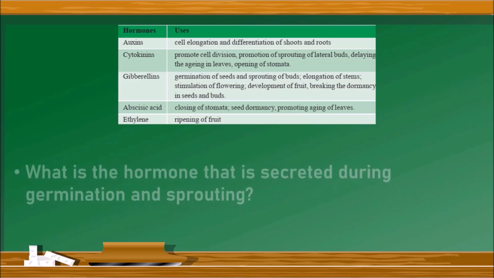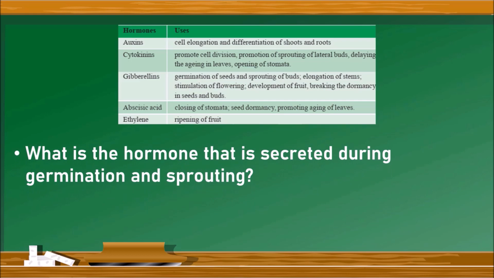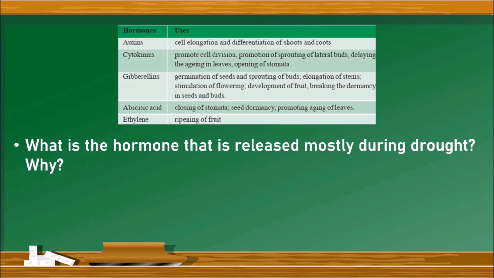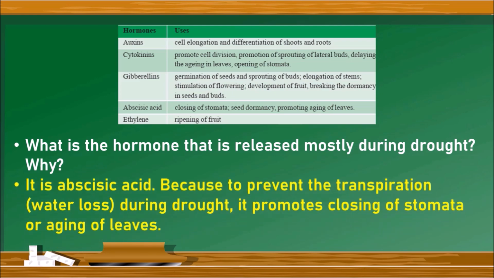The next one, what is a hormone that is secreted during germination and sprouting? It is the gibberellin hormone. Next one, what is a hormone that is released mostly during drought and why? Drought means scarcity of water. If water is scarce, it is the abscisic acid that is secreted mostly, because to prevent the transpiration, that is water loss, during the drought, it promotes closing of stomata and aging of leaves. Hence, abscisic acid may be released.